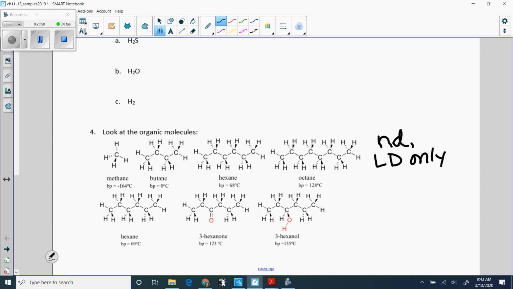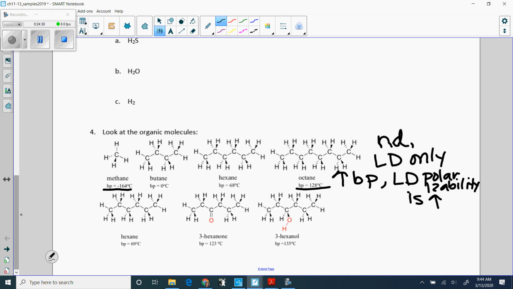So look at the boiling points, -164 to 128. Their boiling points are going up because the London dispersion polarizability is also going up, because there's more electrons. The more electrons, greater polarizability, higher force, higher melting point, boiling point, viscosity. I'll have you talk about it in a second. Let's do this one though.